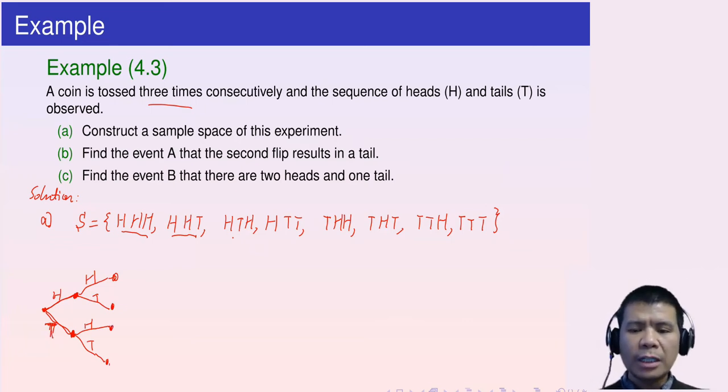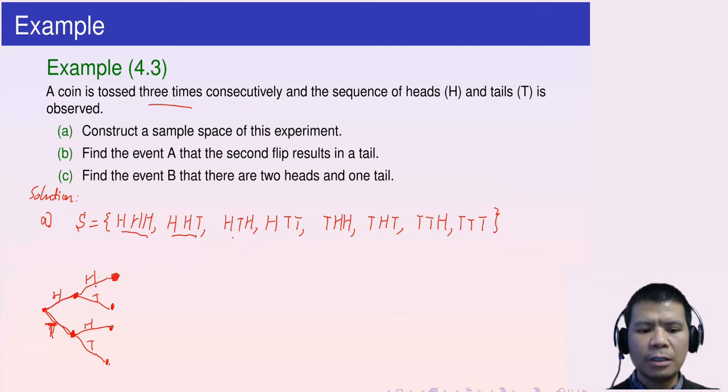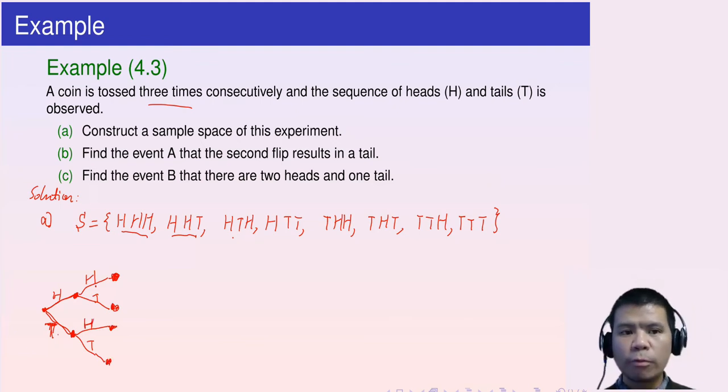So that is to say, after the first 2 tosses, if I got HH for the 2, I will be somewhere here. If I got H then T, I will be here. If I got T and H, then I will be here. And TT, I will go here. So 4 possible outcomes after 2 tosses.